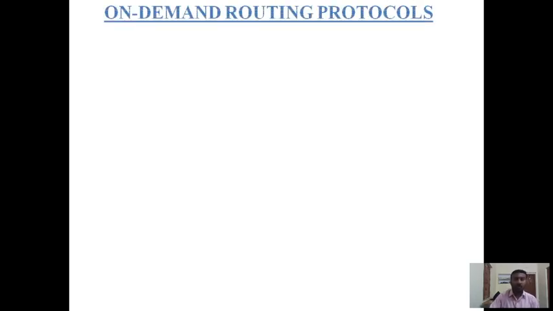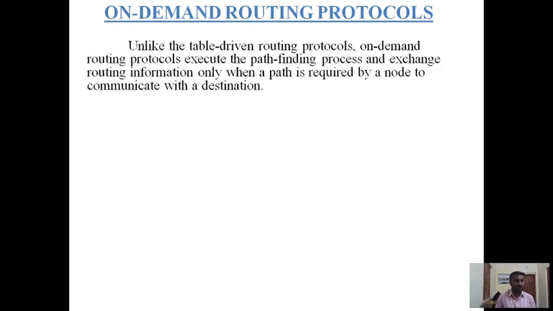Hi students, today we are going to discuss the concept of on-demand routing protocols. In on-demand routing protocols, we have 7 different points. The first one is dynamic source routing protocol, the second is ad hoc on-demand distance vector routing protocol, the third is temporally ordered routing protocol, the fourth is location aided routing, the fifth is associativity based routing, the sixth is signal stability based adaptive routing protocol, and the seventh is flow oriented routing protocol. So these are the 7 different points available in on-demand routing protocols.